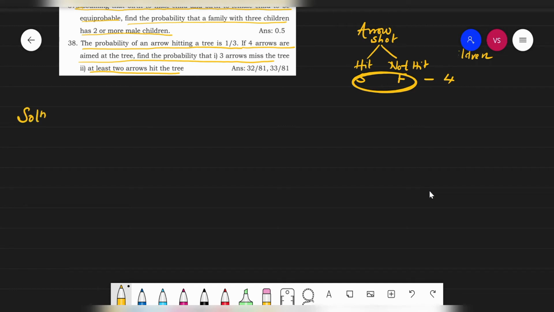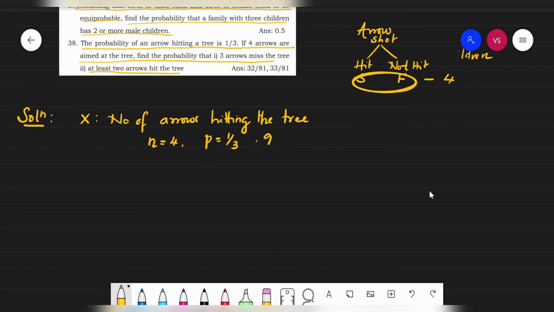X denotes the number of arrows hitting the tree. How many arrows have they shot? 4 arrows. And the chance of hitting a tree is given to us as 1 by 3. When P is 1 by 3, Q will be 2 by 3. Correct? Fine.